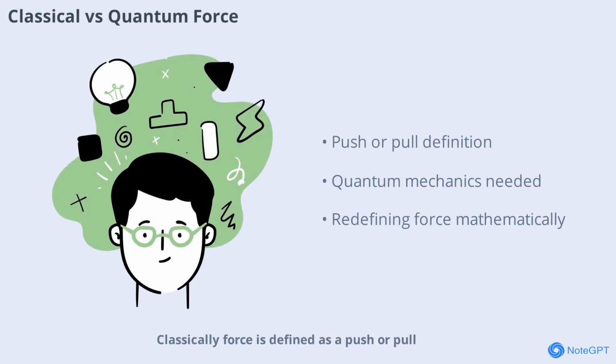Classically, force is defined as a push or pull. While this definition works for everyday objects, it falls short at the quantum level. Quantum mechanics offers a more nuanced view, especially for particles without mass. By redefining force mathematically, we can better describe the behavior of massless particles. This shift from classical to quantum thinking is essential for understanding the universe at its smallest scale.